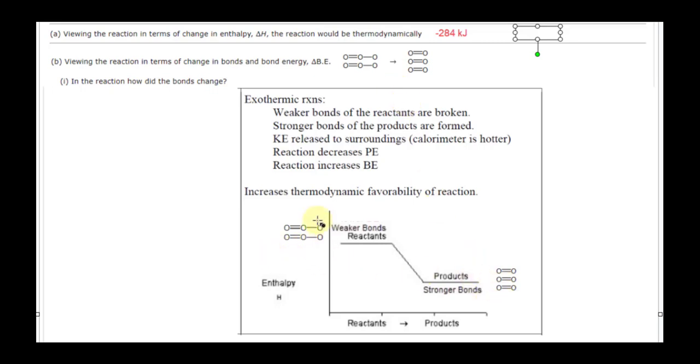In fact, again, this is why the ozone is so reactive. The ozone has a lower bond energy. These bonds are easier to break, so they have a lower bond energy. And then we make these stronger bonds, which have a greater bond energy. In all exothermic reactions, we go from lower bond energy to greater bond energy.